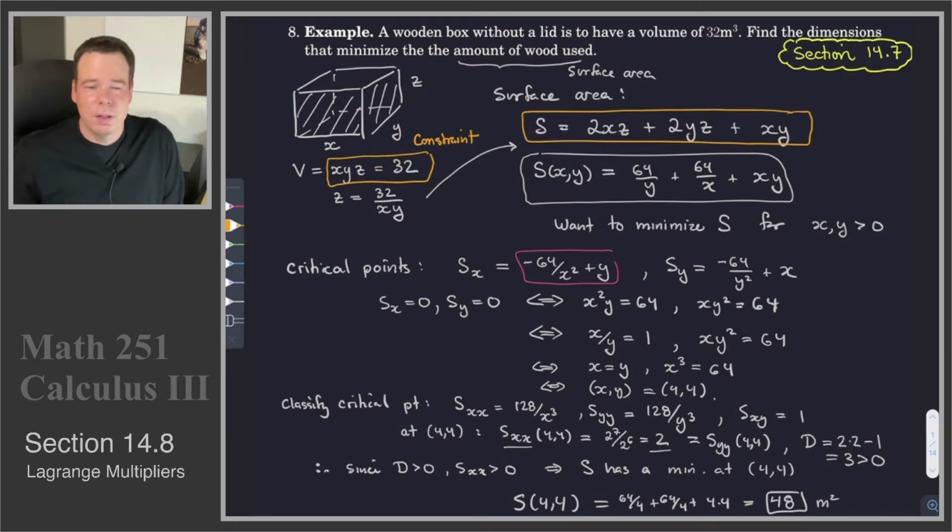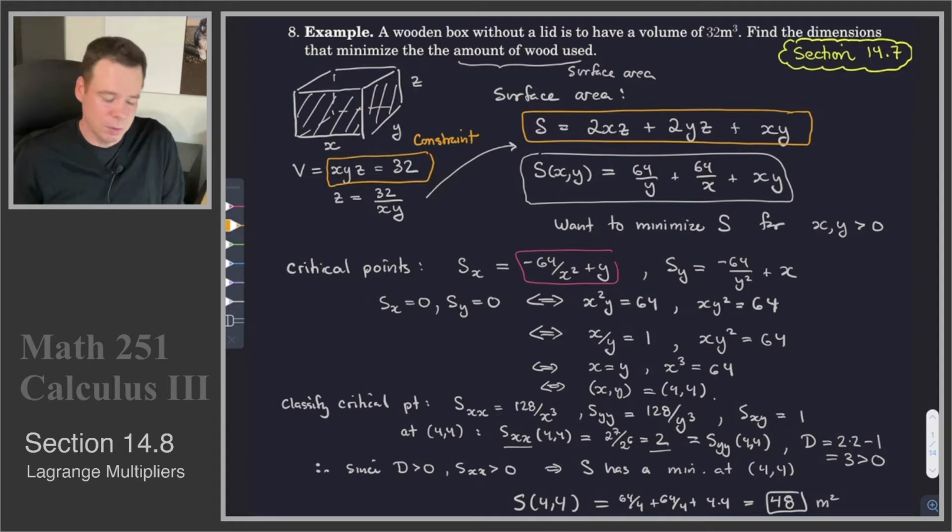because we're not interested in finding the minimum value of s over the entire set of points x, y, z in the domain of s, because that would be all of R^3. No, in particular we're interested in finding the minimum value of s for which xyz is equal to 32.